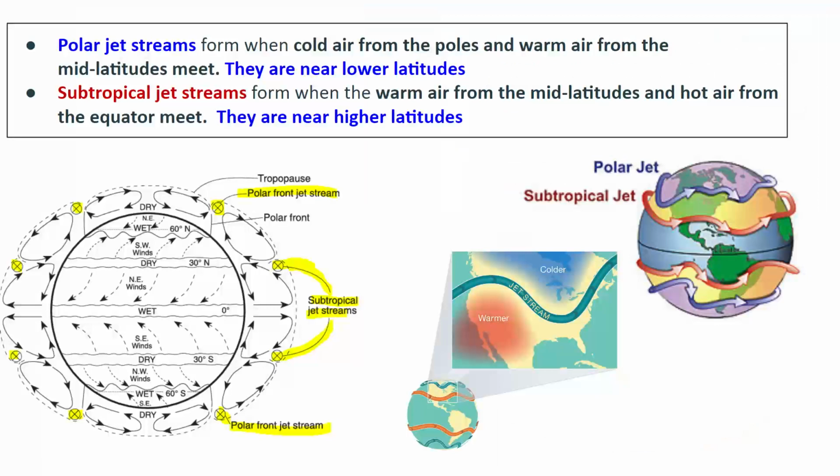So there are two types of jet streams, and they're labeled in your reference table as well. We have the polar front jet stream and the subtropical jet stream. Okay, so the polar jet streams are found closer to the poles. These X's are showing the polar jet streams, and they form when the cold air from the poles meets the warm air from the mid latitude.